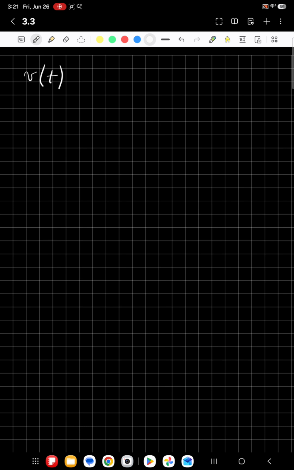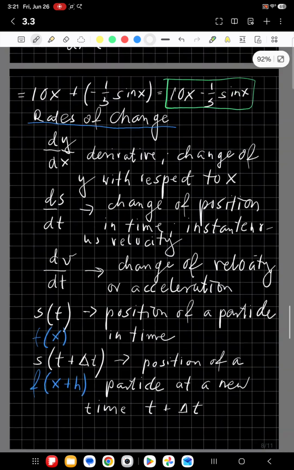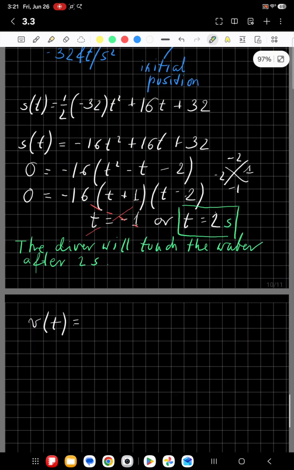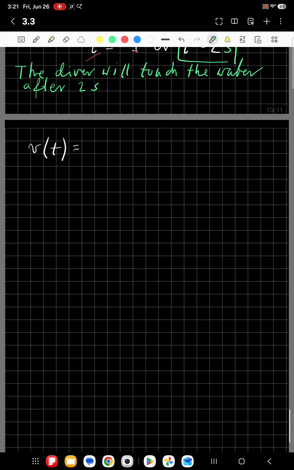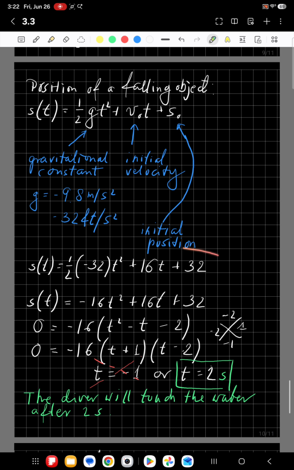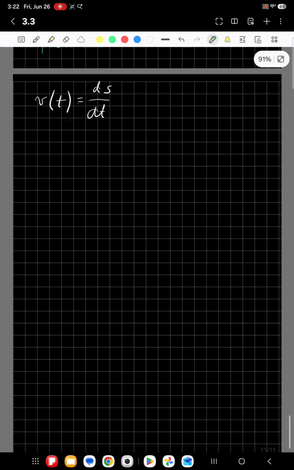Okay, so velocity, let me show it to you. Basically, velocity is the change of position in time, right? So over here we're talking about this derivative, ds/dt. So I'm taking this equation for position, and we'll take the first derivative of it with respect to t.